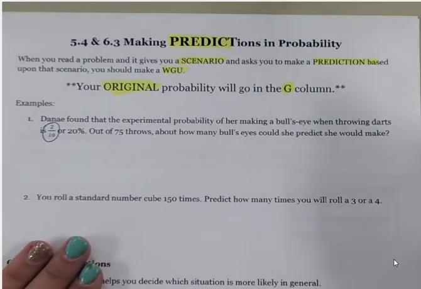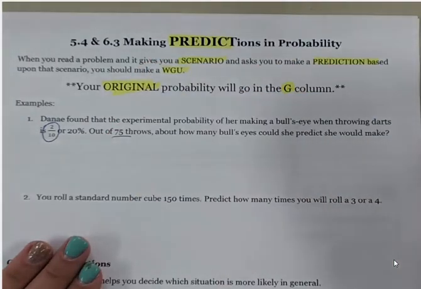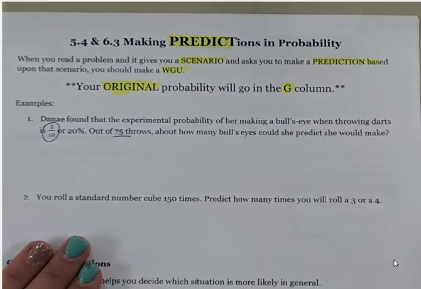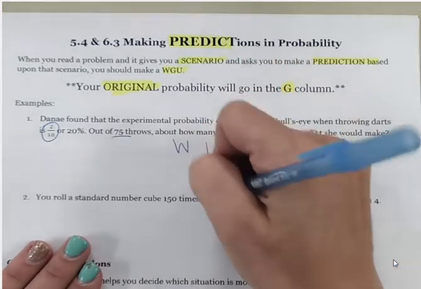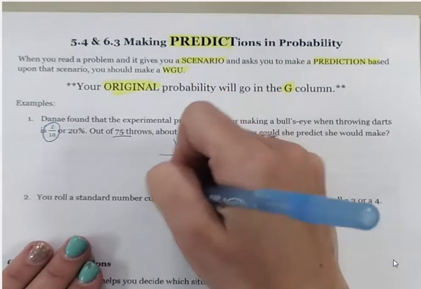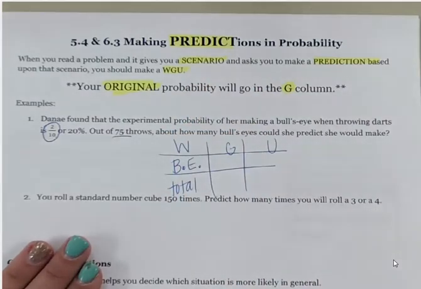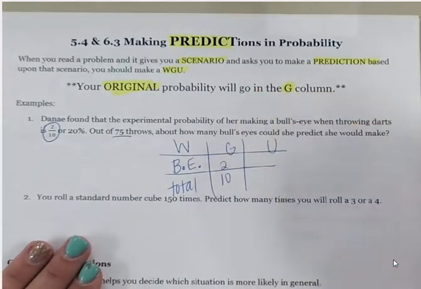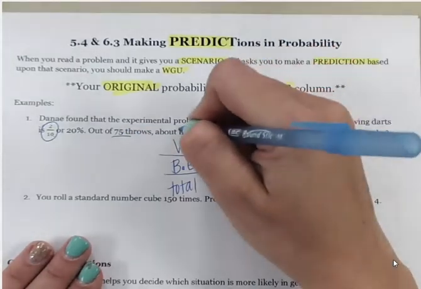Then it says, out of 75 throws, so if I throw it 10 times, I make it 2. But I want to know if I throw it 75 times, how many bullseyes am I going to make? So like I said, you make a WGU. I'm going to do total throws, and then I'm going to abbreviate BE for bullseye. Alright. Your given probability is 2/10. Right? Because that's what they gave us. Unknown. It wants to know how many bullseyes. So do you know? No, so this is your unknown.